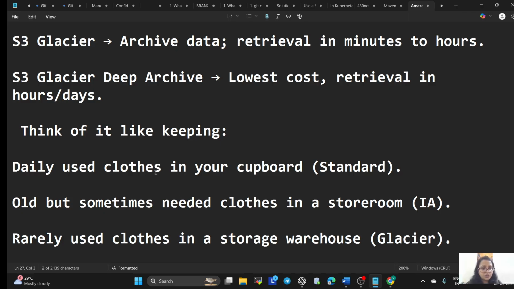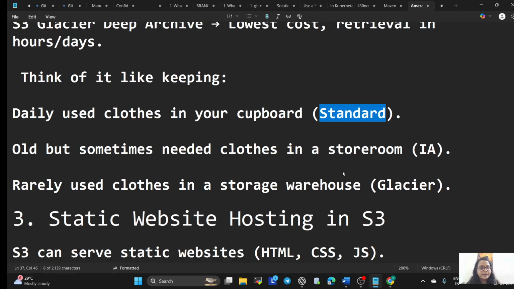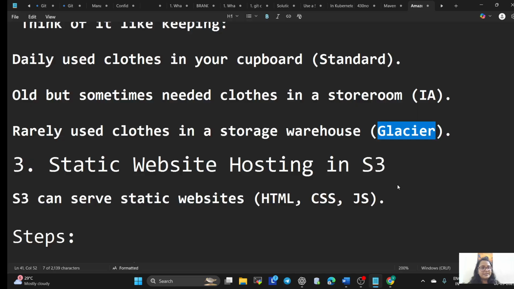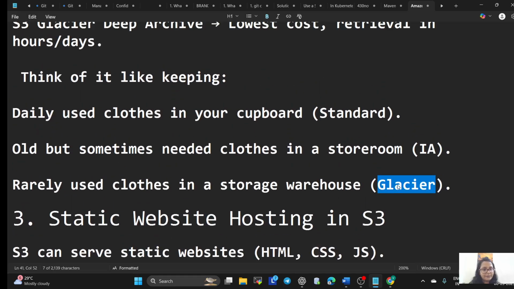See, daily use clothes in your cupboard. If something is there which you want to use on a daily basis, at that time we'll use S3 Standard. If some clothes are old, but sometimes needed, kept in a storeroom, that is IA, infrequent access. Rarely used clothes in the storage warehouse, that is Glacier. Okay, understood by seeing the real life example. I hope you get it.